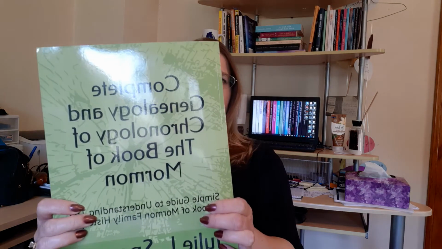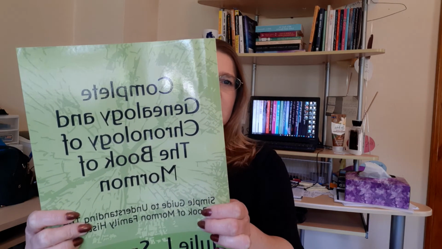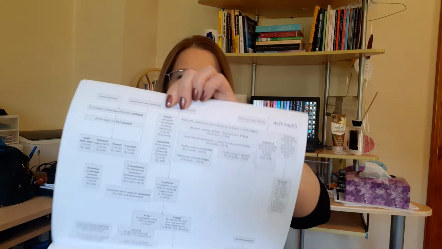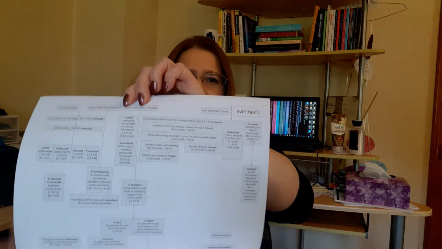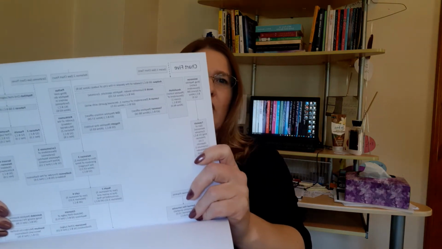I just wanted to share with you a cool book that I wrote, or that I created. It is called The Complete Genealogy and Chronology of the Book of Mormon, a simple guide to understanding the Book of Mormon family history. It's got all these cool charts, and I'll explain in a minute with the introduction what exactly I did and why I did it.